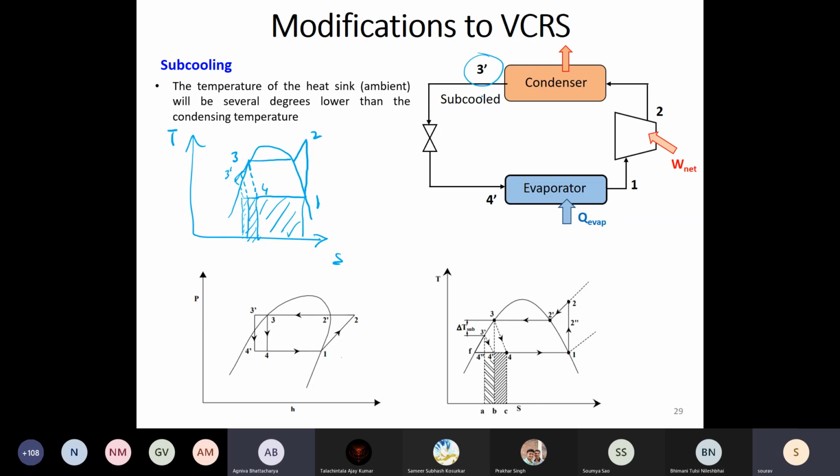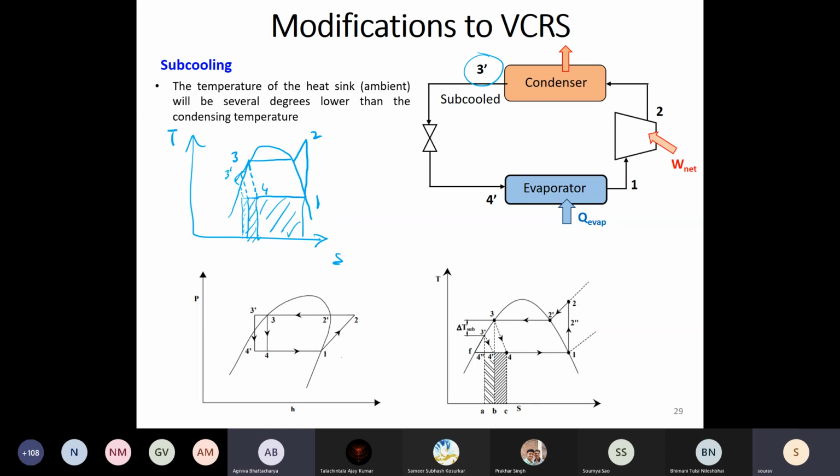So what limits the temperature after the condenser? Can anyone tell me? This is from a practical scenario. Where is the condenser placed? It is placed outdoors. So what limits the temperature at point 3 or 3 prime, at the exit of the condenser? Ambient temperature. Good.